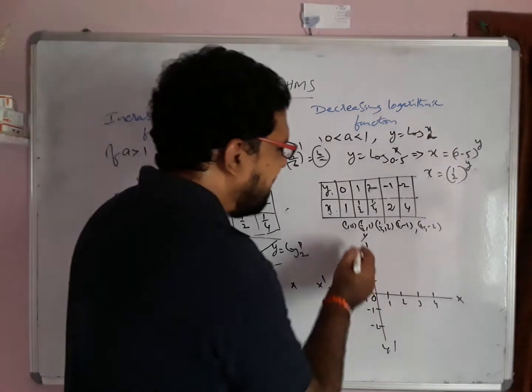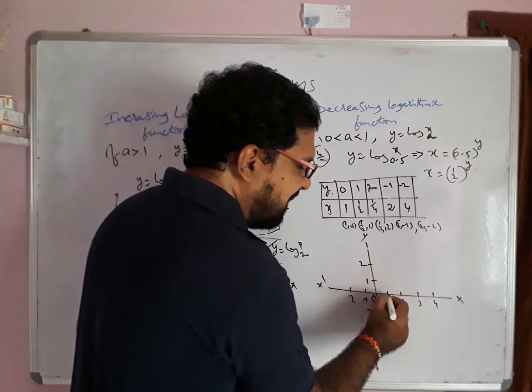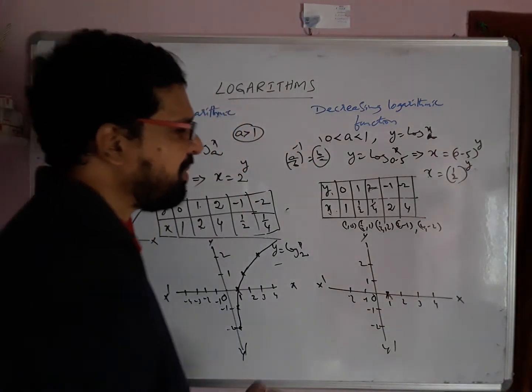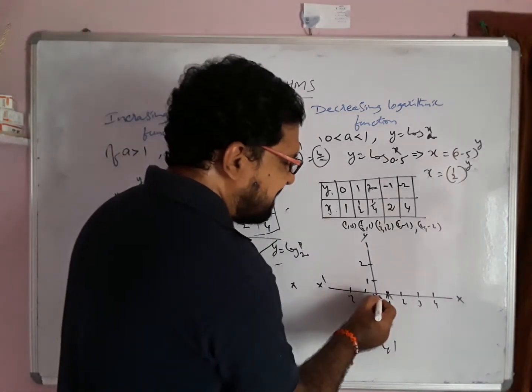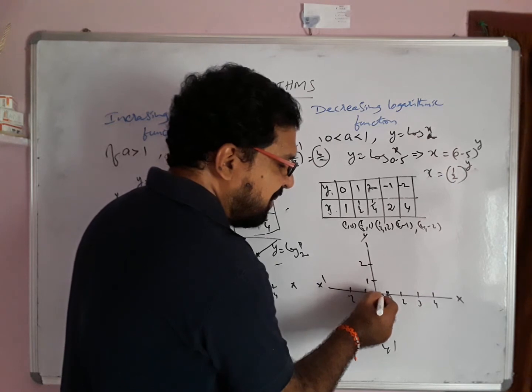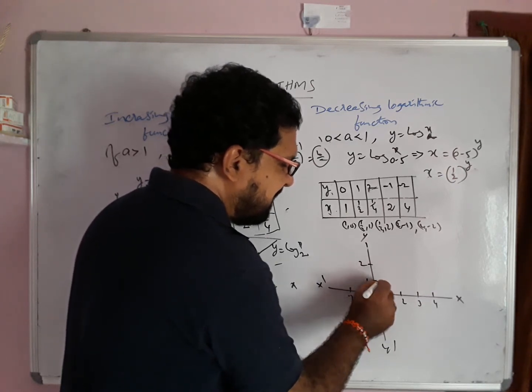So here the first point is (1, 0). The x coordinate is 1, the y coordinate is 0, so the point will be on the x-axis. The next point is (1/2, 1). Here x is equal to 1/2, which means in between 0 and 1. In between 0 and 1, 1/2 becomes like this. And the y coordinate is 1, which means here.